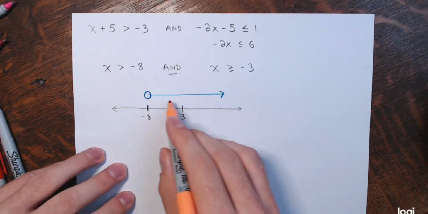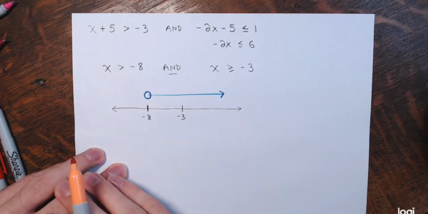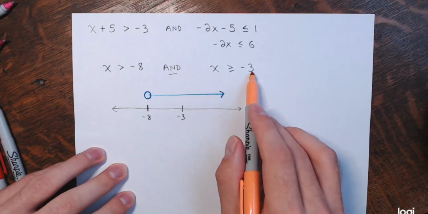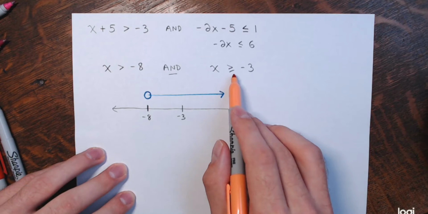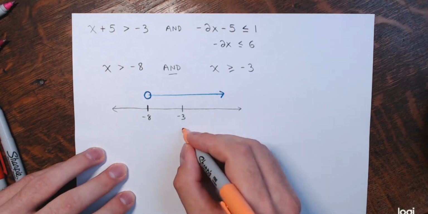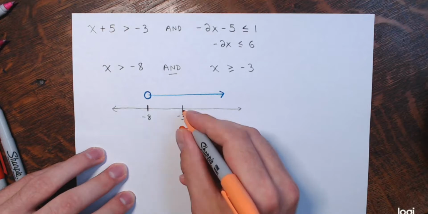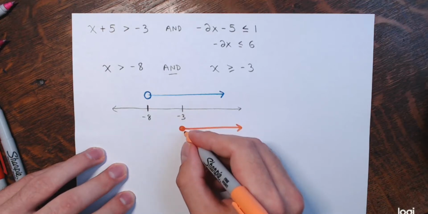So there's the first graph, all the numbers that satisfy the first inequality. For the second graph, all the numbers that satisfy the second inequality are the numbers greater than -3 or equal to -3. Numbers greater than -3 are to the right of -3, and equal to -3 itself. So I put a closed point or a bracket underneath -3.